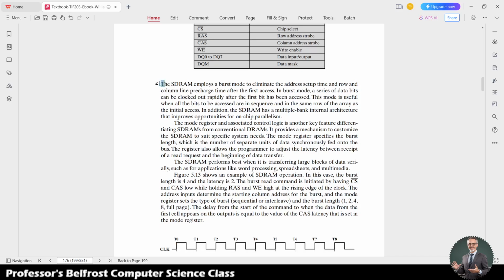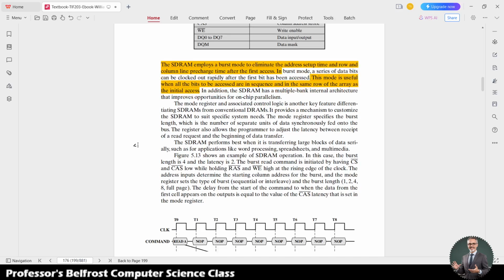So SDRAM employs a burst mode to eliminate the address setup time and row and column line pre-adjust time after the first access. This mode is useful when all bits to be accessed are in sequence and in the same row of the array as the initial access.